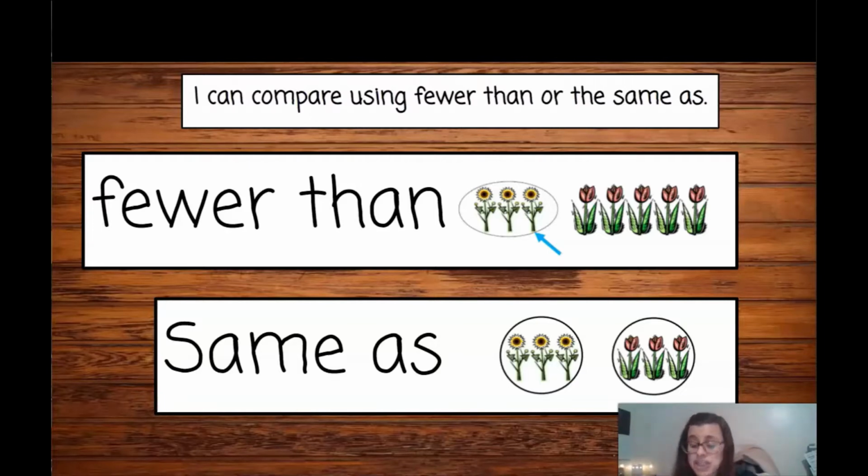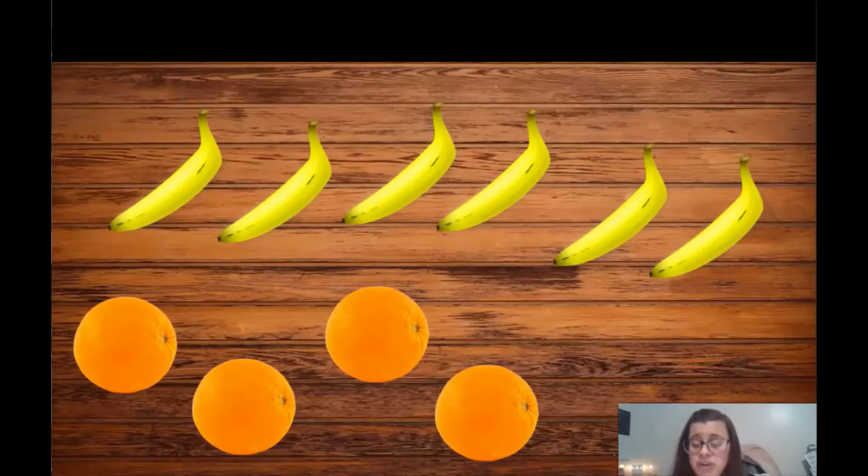So let's jump into this fruit that I've already started to lay out on my table. The first fruit that I found in my bag were bananas and oranges. I need your help. I need to know how many bananas I have and how many oranges I have. And then I need to know, do I have fewer of one or the same number? So your teacher's going to pause the video. You're going to count the bananas, count the oranges, and then talk about if I have one that's fewer or the same number.